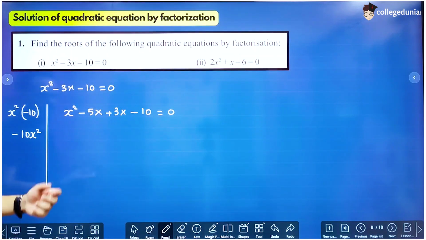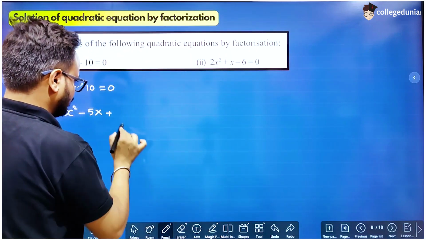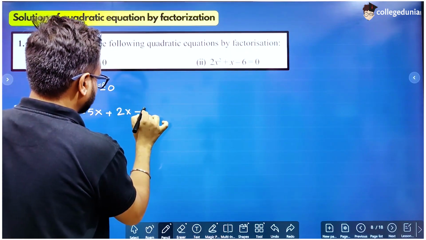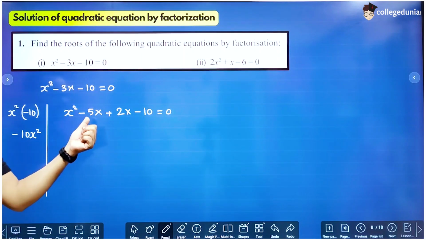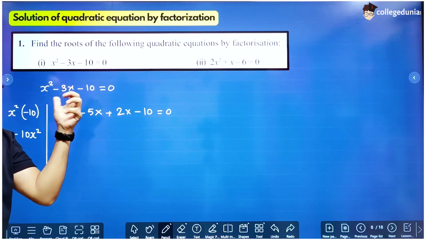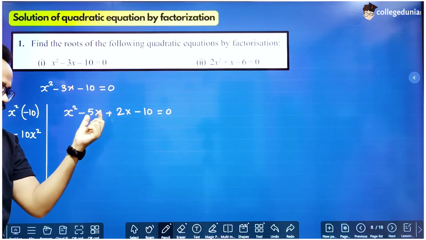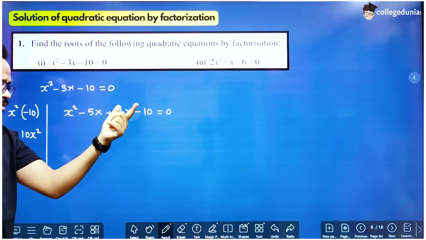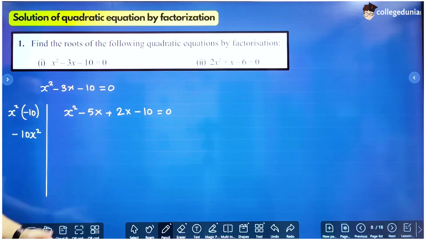Look carefully, minus 3x plus 2x will give you minus 3x, right? And the product of these two terms, minus 5x into plus 2x, will give you minus 10x square. So that is the requirement.